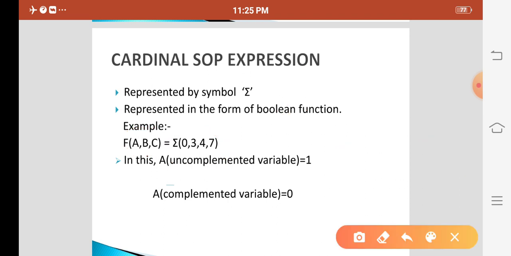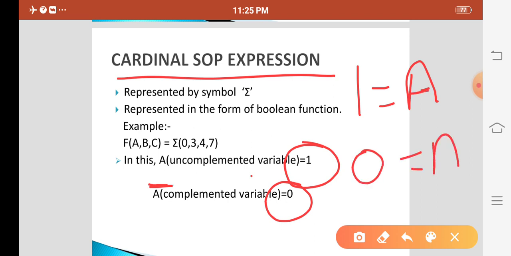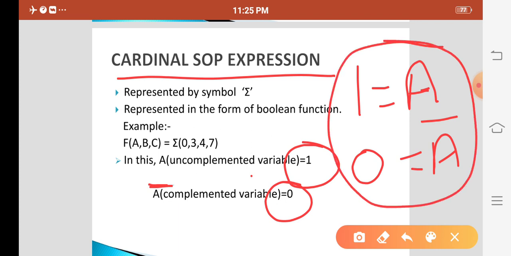The next point is, in cardinal SOP expressions, an uncomplemented variable, a, is represented by 1, and a complemented variable, this is a bar, is represented by 0. You all know, in minterms we discussed that 1 will be represented by the simple, uncomplemented variable, and 0 means it is a bar. Same here, because we are using the concept of minterm here, the process will be again the same. So in cardinal SOP expression, a means 1 and a bar means 0.